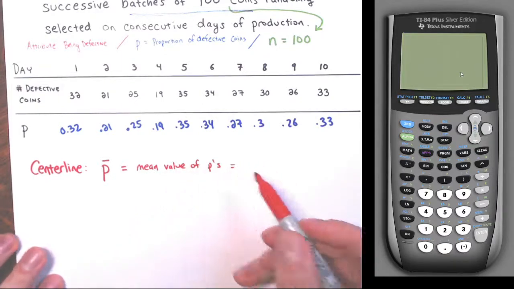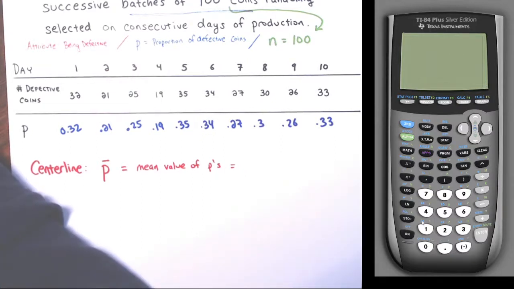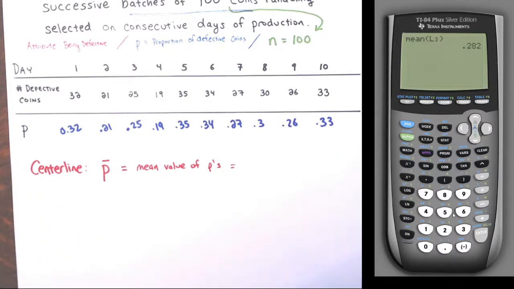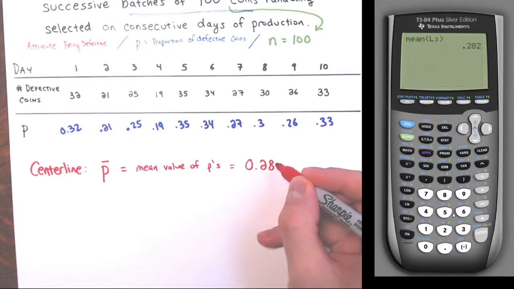Right, so let's see what that is. Those were in my list 3. So if you go to list above the stat button, over to math, you can find the mean value of a certain list of data. And as I mentioned, in list 3 were all those proportions. All right, so it was 0.282. 0.282. And let me graph that.